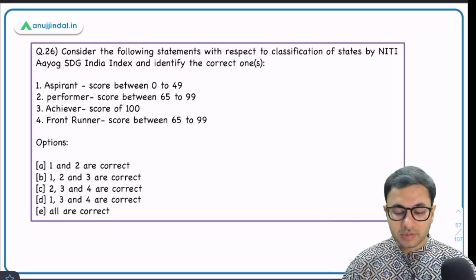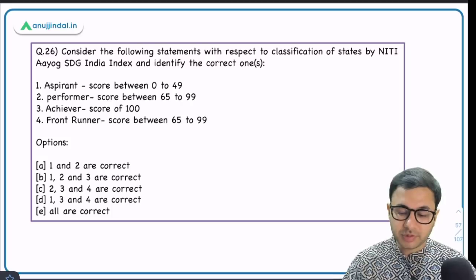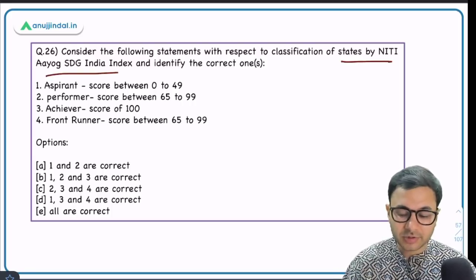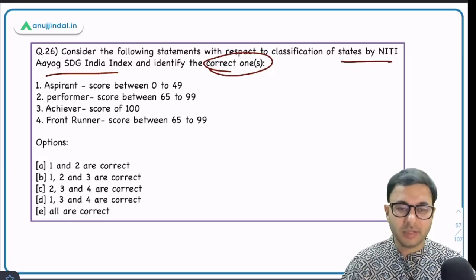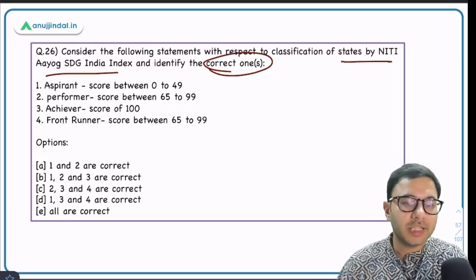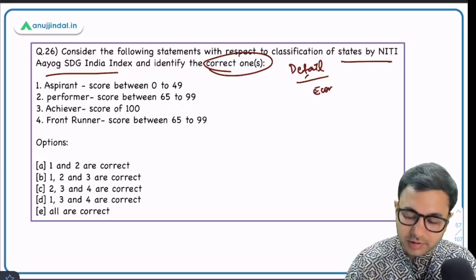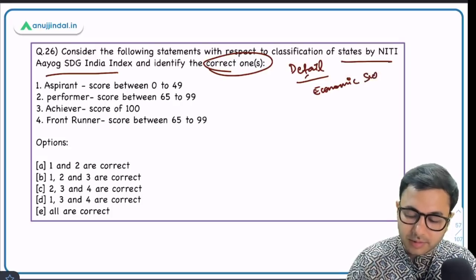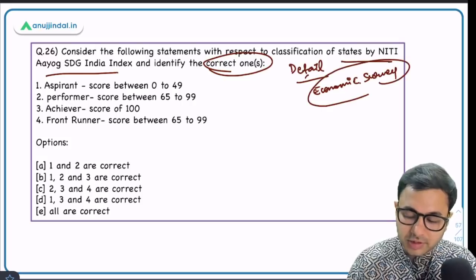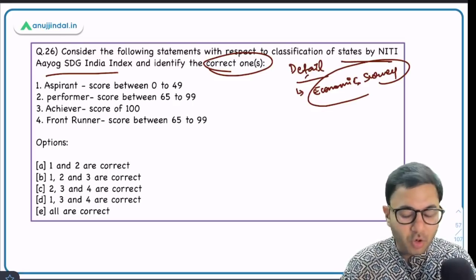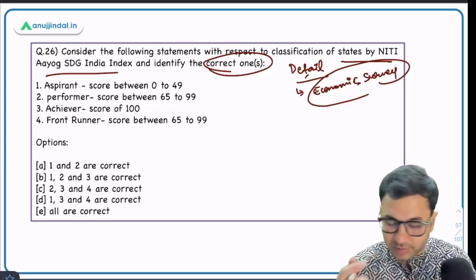Okay. The 26th question is: consider the following statements with respect to classification of states by Niti Aayog SDG India Index and identify the correct one. Lot of questions are going to be from Niti Aayog's SDG India Index. It has been discussed in detail in our economic survey, the recent one. So this becomes important. The major crux of it has already been discussed with the enrolled students in the course. In case you are studying on your own, you can go through that chapter on Niti Aayog SDG India Index as well in economic survey.